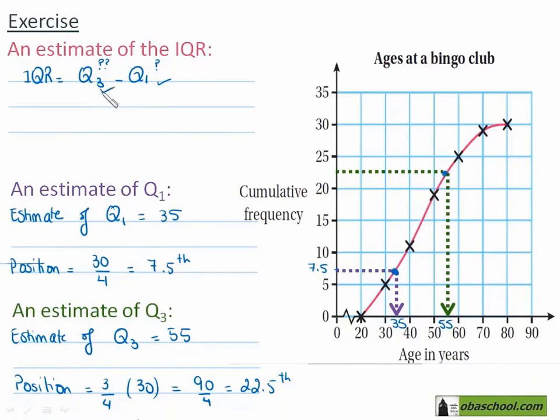Now what's left is to find the IQR, and that would be Q3, which is 55, minus Q1, which is 35, and the answer would be 20. So the estimate of the IQR is equivalent to 20. A quick recap of what we have done: we found first Q1 using the total cumulative frequency, and then we found Q3, and then we found their difference, which is the IQR.